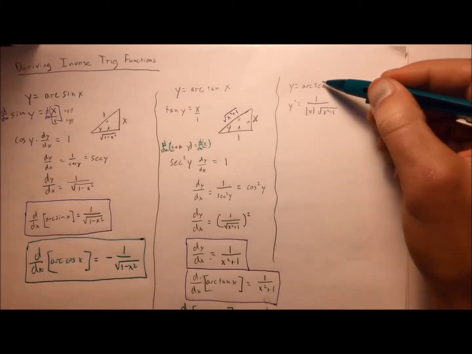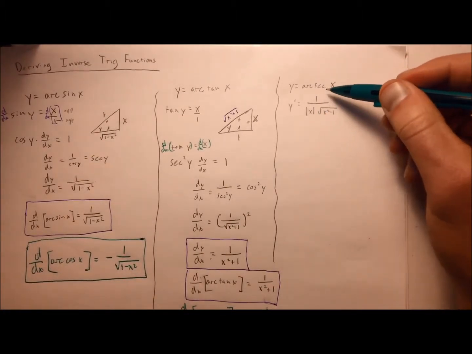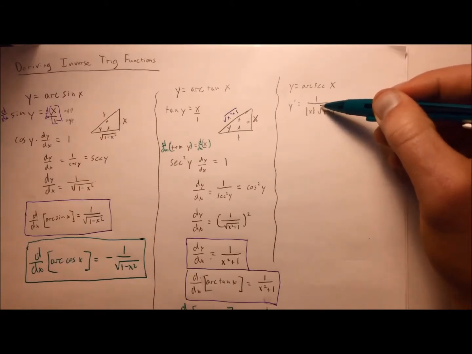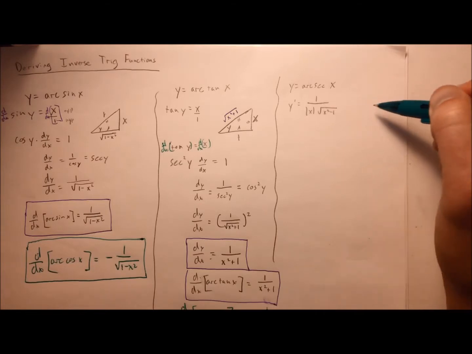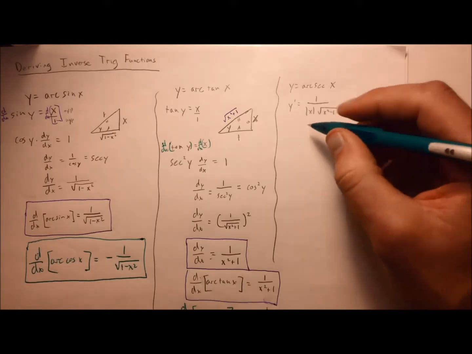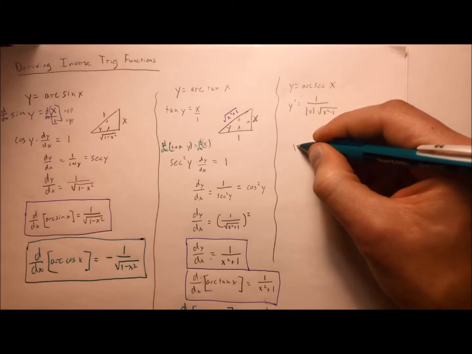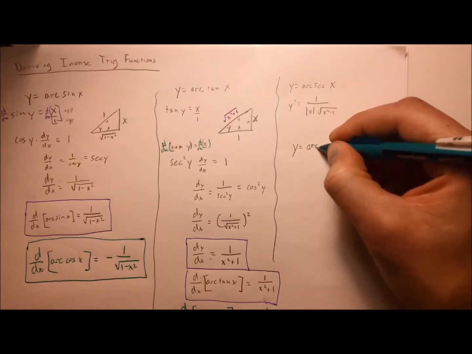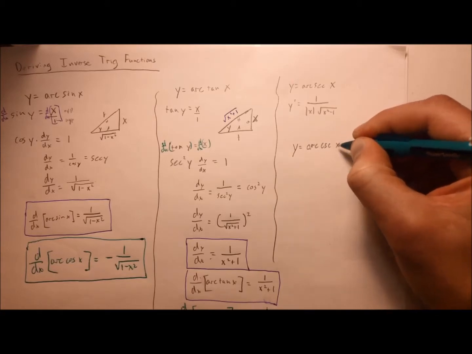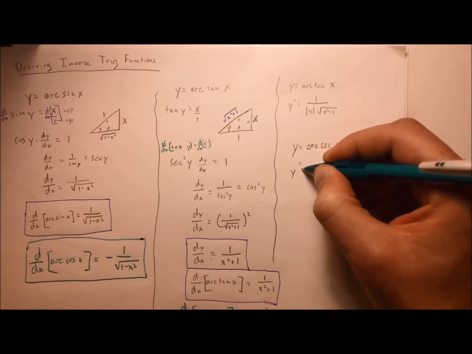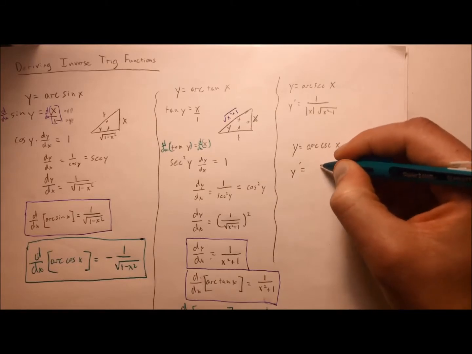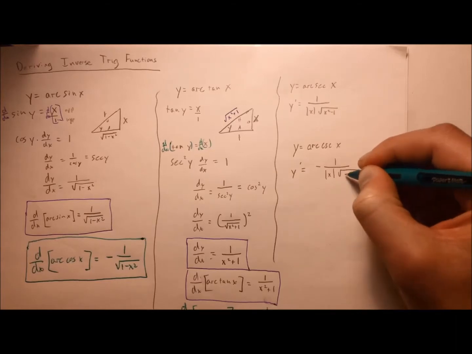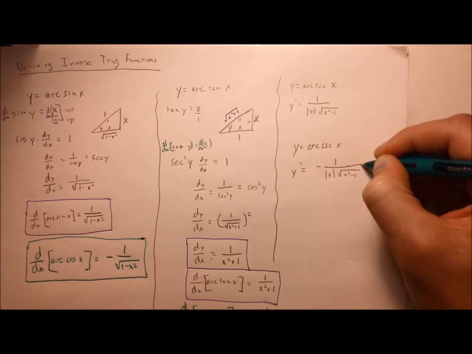The derivative, if y is equal to arc secant of x, is going to be 1 over the absolute value of x, square root of x squared minus 1. So naturally that means if y is equal to the arc cosecant of x, the derivative of that is going to be negative 1 over the absolute value of x, square root of x squared minus 1.